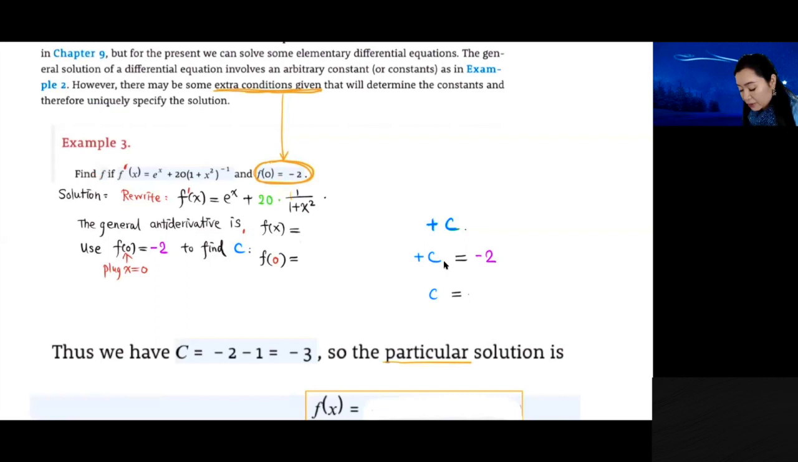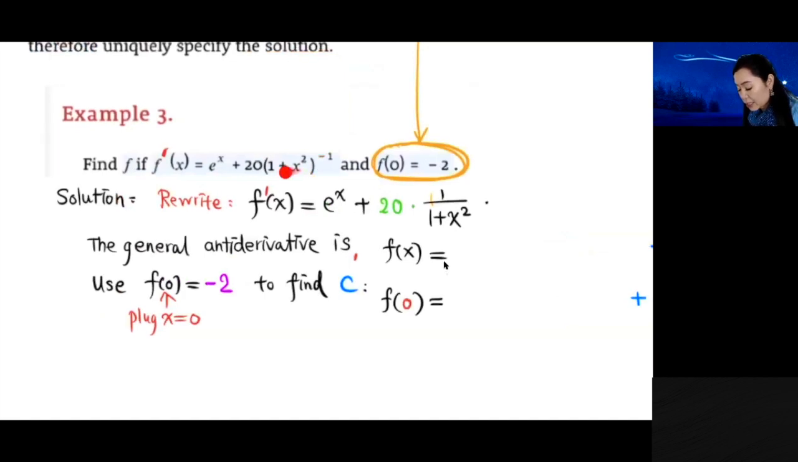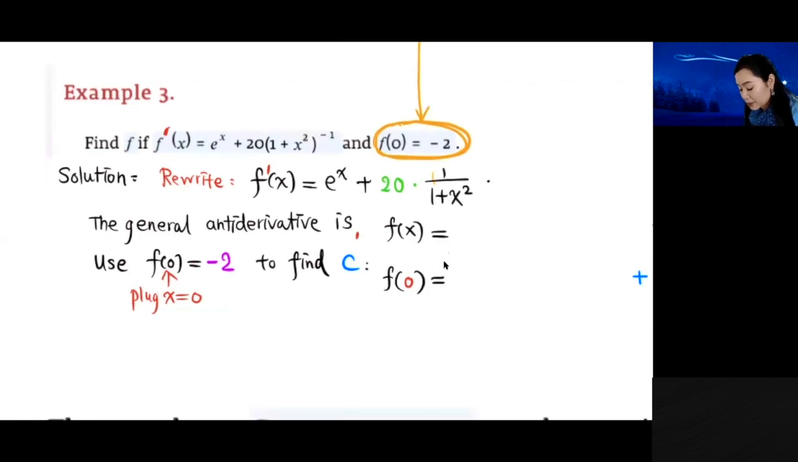So given f prime to find f, that means we're trying to find the antiderivative. So first we want to rewrite this function f prime over here into a form that's more familiar to us to find the antiderivative. e to the x is okay. And then plus 20. You see this one over here to the negative 1 power, negative first power. That means reciprocal. So this is going to be 1 over 1 plus x squared. Okay, right here.